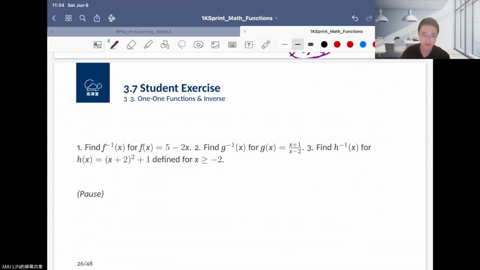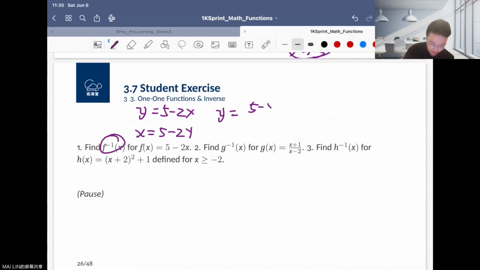So let's move into the first part: find the inverse function of f(x) equals 5 minus 2x. So first, we can write that as y equals 5 minus 2x, right? And the first step is to swap x and y. That is x equals 5 minus 2y. So you have rewritten it as y equals (5 minus x) over 2, right? That is the first step.